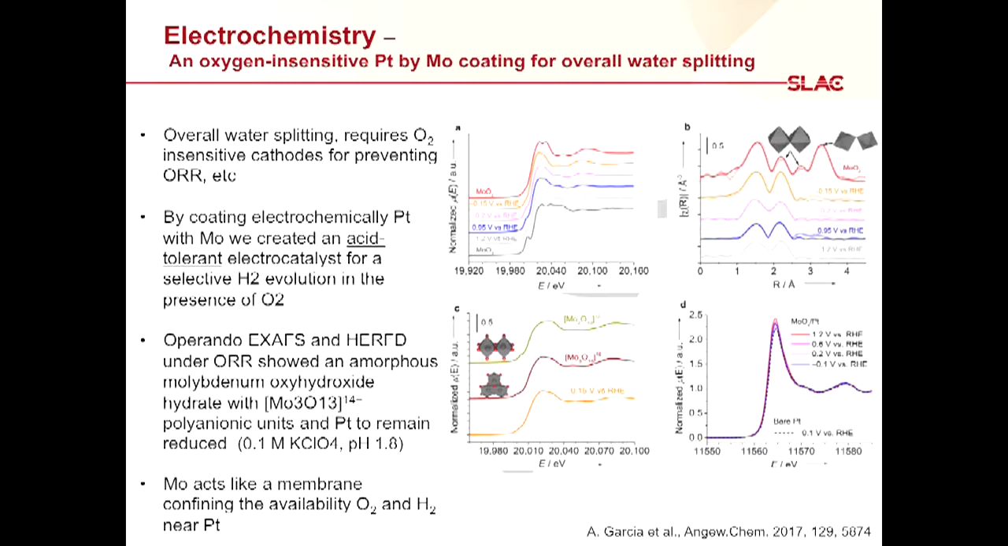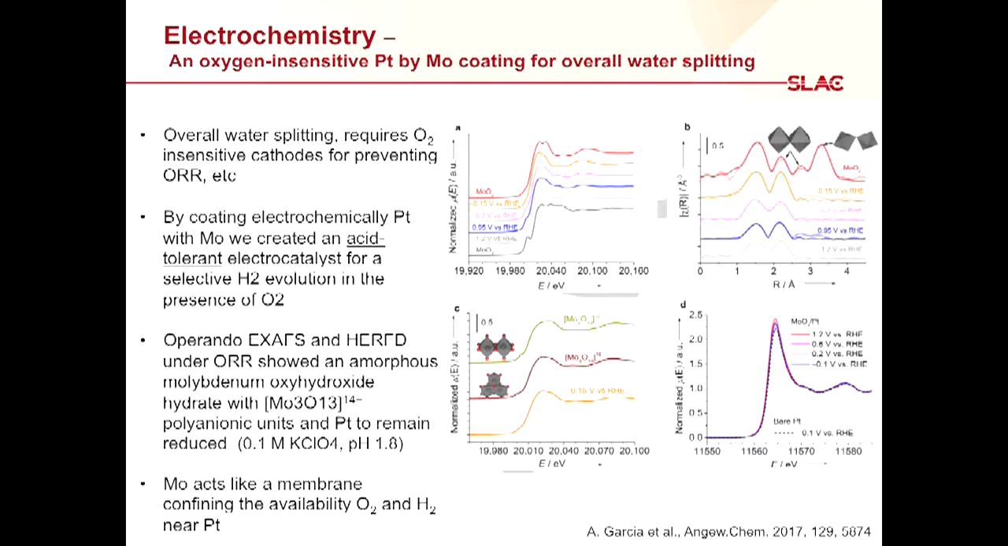Another example here is again in the field of electrochemistry, where we're studying the influence of a molybdenum coating on platinum. The overall water splitting requires oxygen insensitive cathodes for preventing the reverse reaction. And Angel, who participates in this school, and I did this work together back in the day: we electrochemically coated platinum with molybdenum, which is an acetolian electrocatalyst, which is very important when we are under hydrogen evolution conditions. And we were trying to figure out what is the role of molybdenum, how it protects the platinum catalyst without reducing the activity.